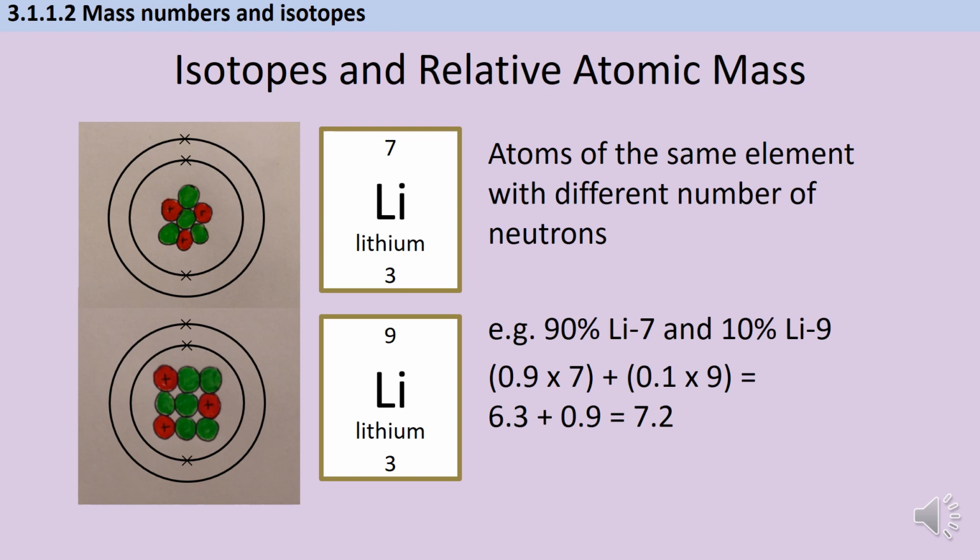Now, I'm always a fan of doing a common sense check. I'm expecting an answer that's somewhere between 7 and 9, and that's much closer to 7 because that's the most abundant isotope, and that is what I've got. So I've got a relative atomic mass of 7.2.